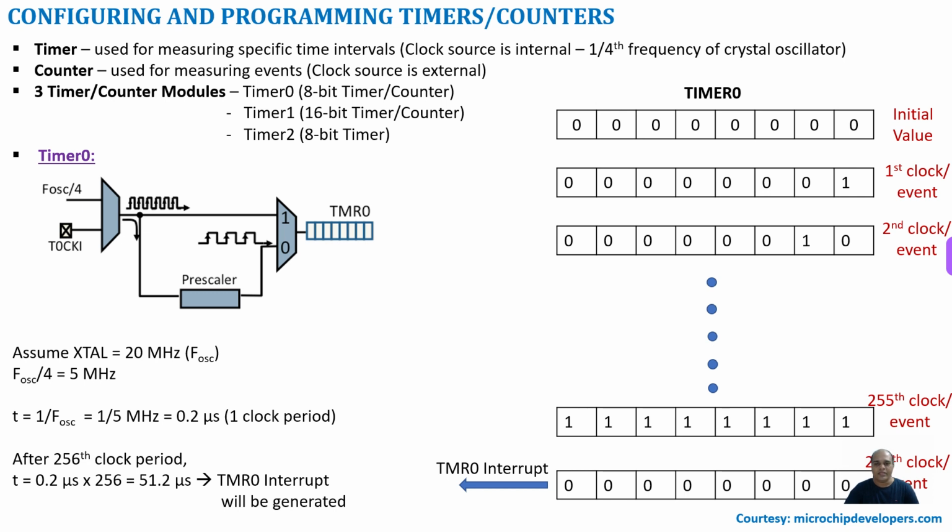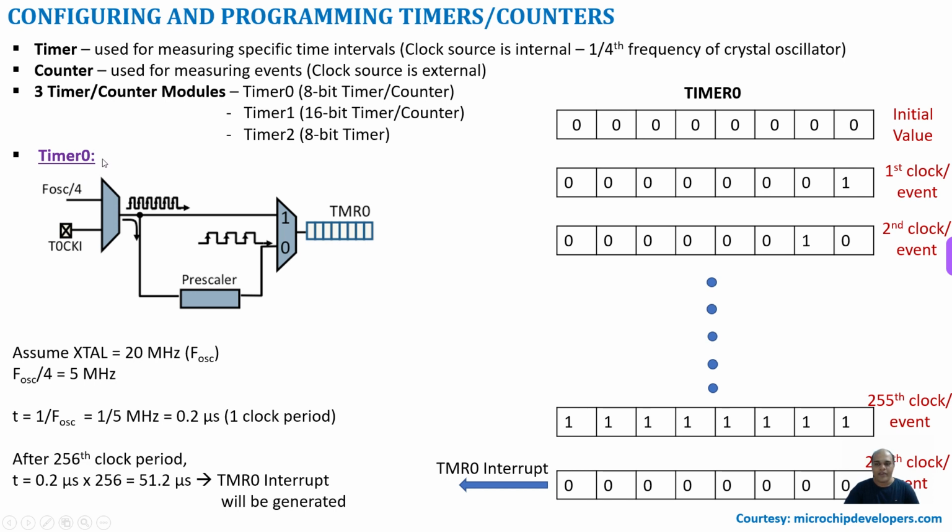In the PIC16F877 microcontroller, we have 3 timer or counter modules, named timer 0, timer 1, and timer 2. Timer 0 is an 8-bit timer or counter. Timer 1 is a 16-bit timer or counter. Timer 2 can only be used as an 8-bit timer. In this tutorial, I will be describing timer 0.